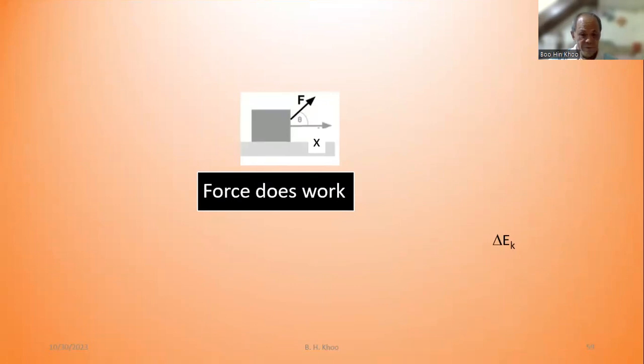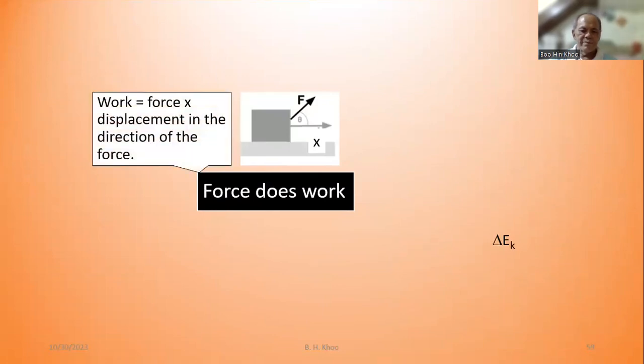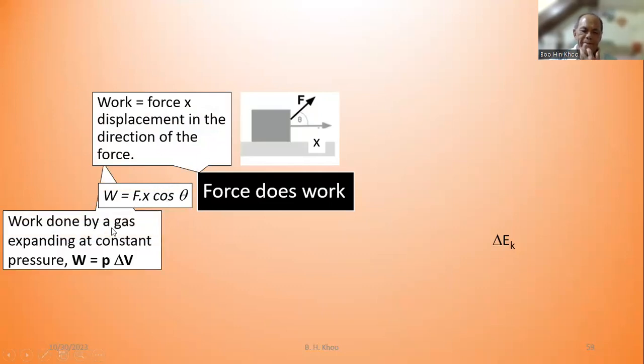Right, we have defined, basically we are looking at how force does work in this topic. And we define the first thing, what is work? Force times displacement in the direction of the force, or distance moved in the direction of the force. And if the angle between the force and the displacement is theta, then it's Fx cos theta. Right? This is not necessary. This is only for your A2.